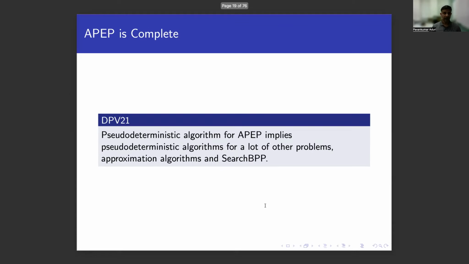Okay. So another known result is due to Dixon, Pavan, and Vinodchandran, who showed that APEP is complete in the context of pseudodeterminism. Which means if we can design a pseudodeterministic algorithm for APEP, then we can design a pseudodeterministic algorithm for quite a few other problems, many approximation algorithms and search BPP problems. So that's what is currently known about this problem APEP, whether it admits pseudodeterministic algorithms or not.